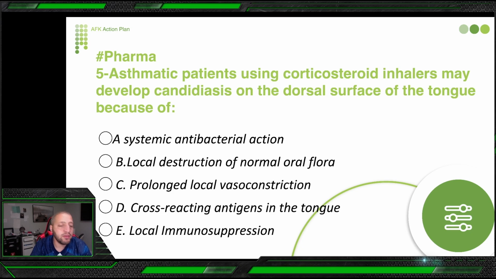Let's see other options. Prolonged local vasoconstriction. Means nothing here. Steroids will never do vasoconstriction as a topical application. Cross-reaction antigen in the tongue. You think about it. Or local immunosuppression. So here the question is saying he's using steroid, as we know steroid is used for this patient to control his asthmatic attacks and make the frequency less and severity less. But think about your patient when he's using this inhaler. Some of the inhaler steroid is staying in his mouth, some staying in his throat and his tongue. So when this stays on his tongue, corticosteroid acts as a local immunosuppressant.